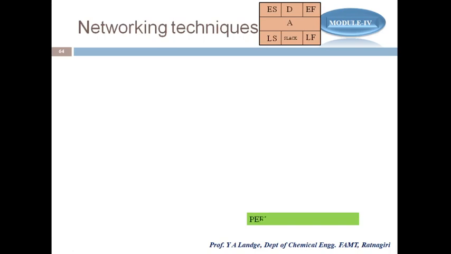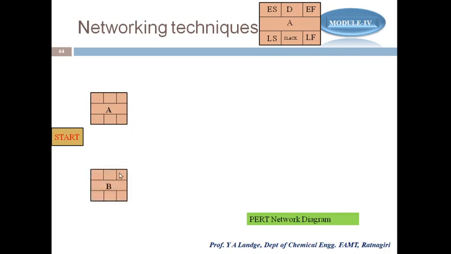So we have the key, and we write here the early start time, early finish time, latest finish time, latest start time, duration, activity name, and the slack. Now, with the help of the previous network diagram, the same network diagram we have to draw. Only, instead of the circle, we put this rectangular key. So this is one rectangular key, activity A. This is B. There is no predecessor for these two activities.